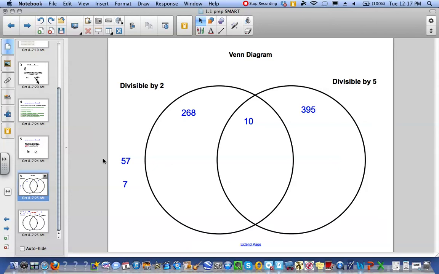57 is not an even number, and it does not end in a 5 or a 0. So it's not divisible by either one. So it would go up here. As with 7, it's not divisible by either as well.